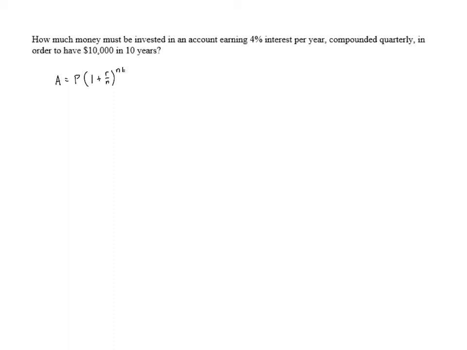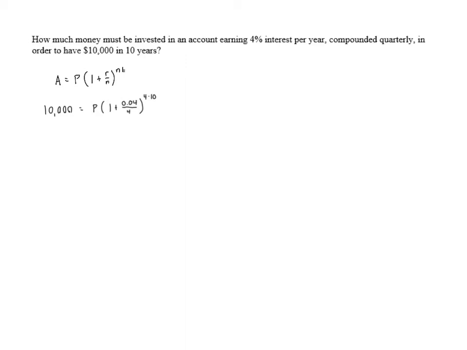So we're told that we want to end up with $10,000, so that's going to be the amount. We don't know the principal. We're told that the interest rate is 4% per year, that's 0.04, and the number of compounding periods per year will be 4, because we're compounding quarterly. And then for the exponent, we've got n, which is 4, times t, which is 10, so that ends up being 40 in the exponent.